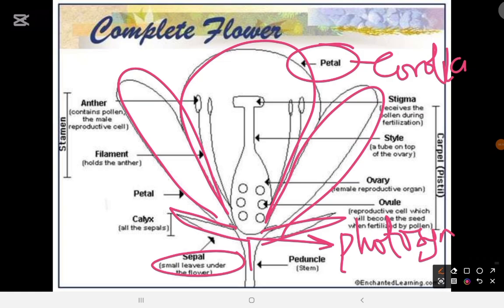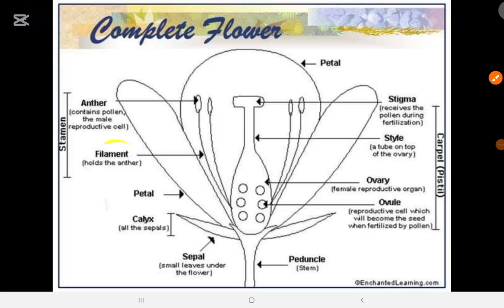All right. So we said also that the filament holds the anther in place. And of course, within the anther we have the pollen. Is that okay? So it contains the pollen, and the pollen are the male reproductive cells, while the ovules are the female reproductive cells, and they are the ones that become seed. We are going to get into that basically.